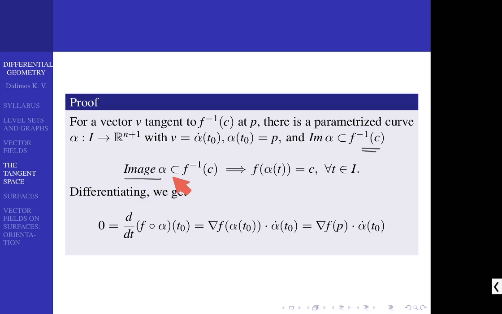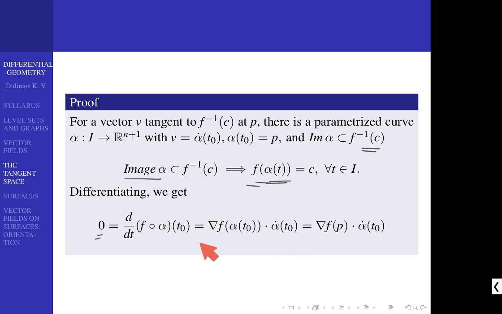From the image of alpha being contained in f inverse c, it means that for any alpha of t, f of alpha of t is c. That is the condition: f of alpha of t equals c. By differentiating, the right side is 0. So 0 is equal to d by dt of f of alpha of t. That is, the derivative of f composition alpha at the point t equal to t naught is equal to del f of alpha of t naught dot alpha dot t naught.